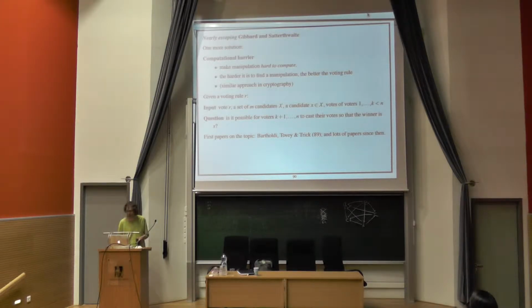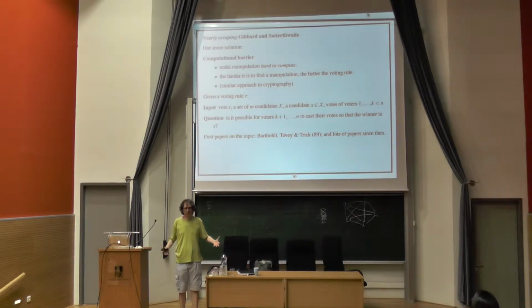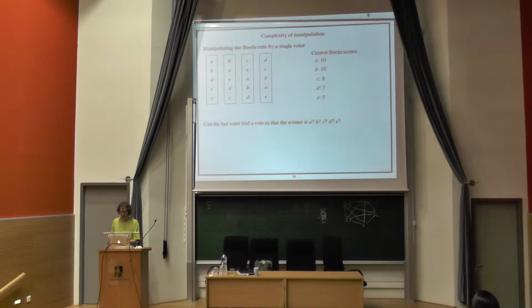Okay, sorry, I made a mistake. Here we consider the coalition manipulation problem, which is that we don't have one manipulator, but a set of manipulators. These manipulators know how the non-manipulators vote, and the question is: is it possible for these manipulators to cast their votes such that the candidate they want to see elected is elected?